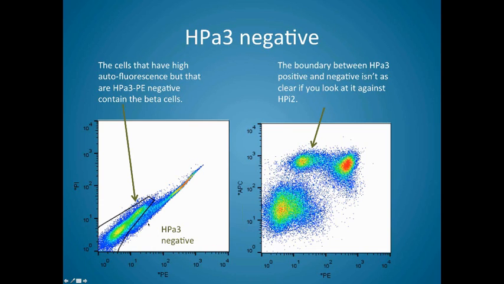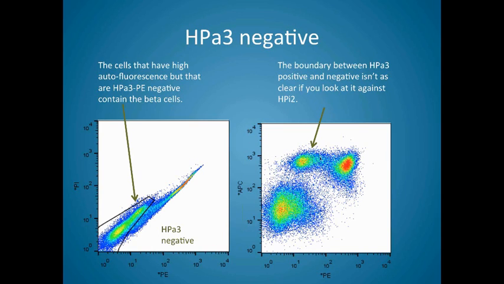Sorry, lost my train of thought. But if you were to just draw a straight gate going down in one place, if you were to draw it here, you would exclude these HPa3 positive cells, but you would also be excluding beta cells. And if you were to draw it here, then you would be including a number of HPa3 positive cells. So if you just look at HPa3 versus HPi2, thank you, then the boundary isn't as clear.